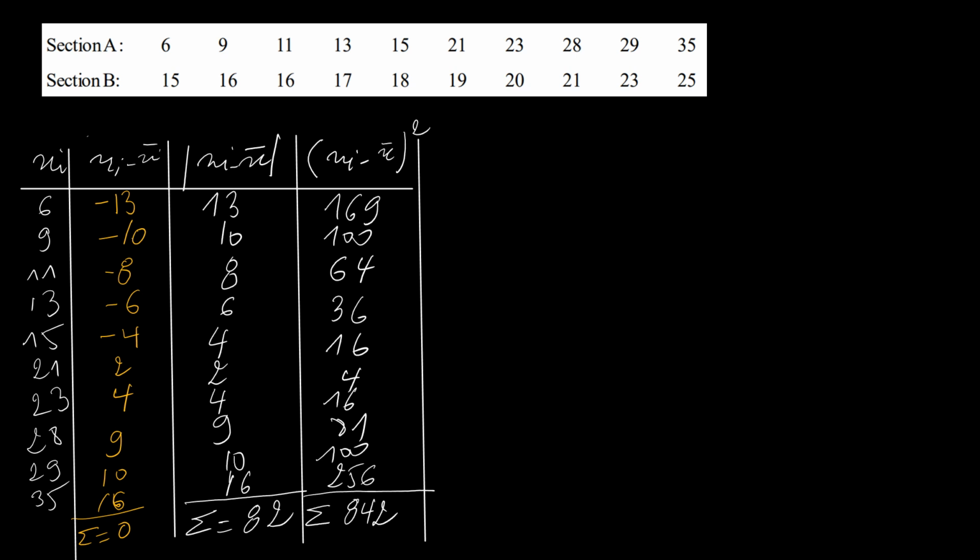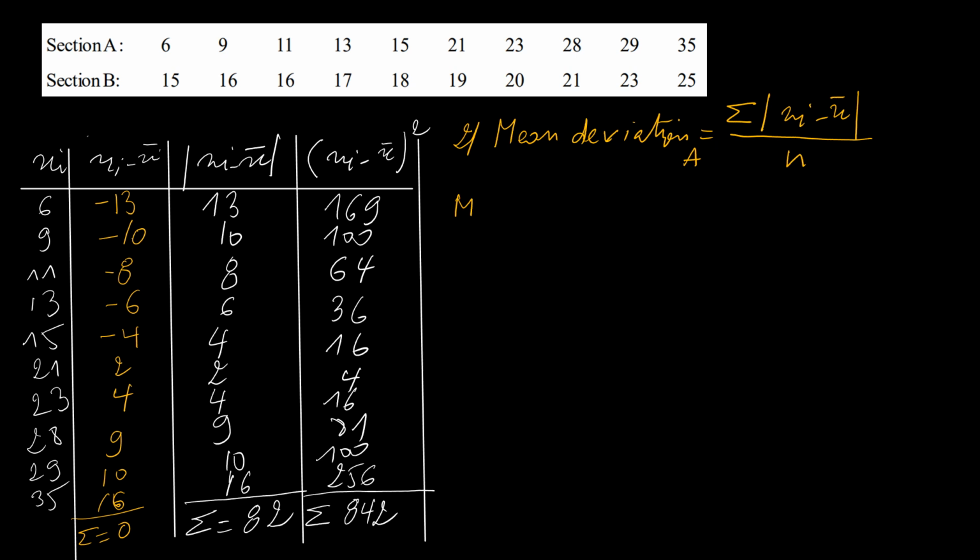So here, let's calculate the second measure of dispersion, which is the mean deviation. The mean deviation of section A equals the sum of the absolute value of xi minus x bar divided by the number of scores. So here the mean deviation of section A equals 82 divided by 10, so equals 8.2.